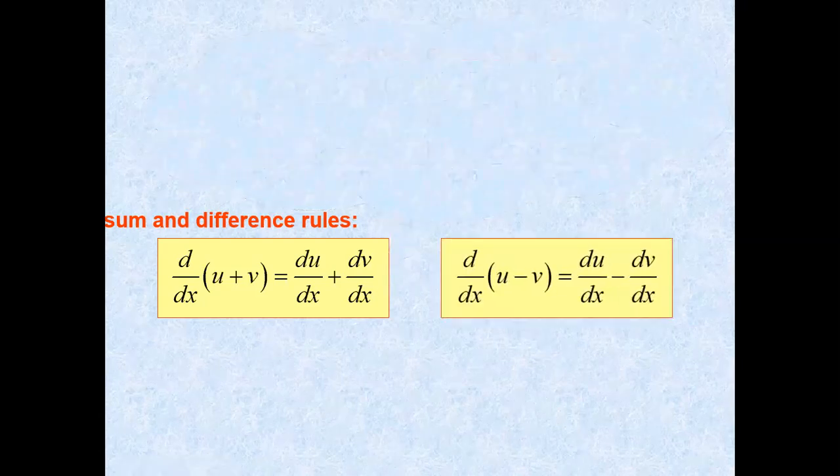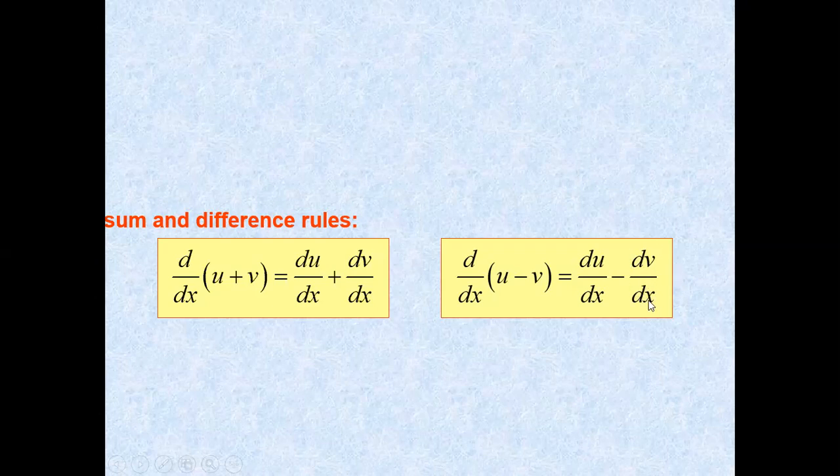It will become d over dx, the same for u minus v, meaning f of x minus g of x. It will become du over dx, the derivative of f of x with respect to x, minus dv over dx, the derivative of g of x with respect to x.